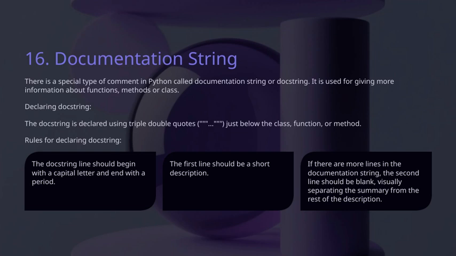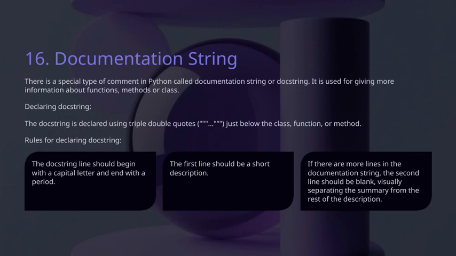There are a few rules to keep in mind when writing a docstring. First, the first line should start with a capital letter and end with a period. This line is usually a brief summary of what the function or class does. If you have more details to add, you can include additional lines after a blank line, which helps visually separate the summary from the rest of the explanation. Following these guidelines makes our code much clearer and easier to understand. It's especially useful in larger projects or when sharing code with others, as it provides immediate context and helps maintain good documentation standards.